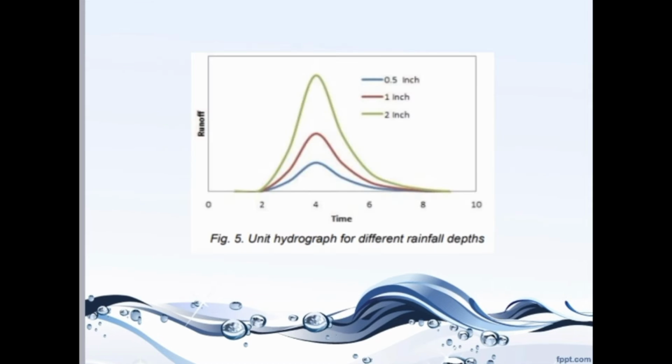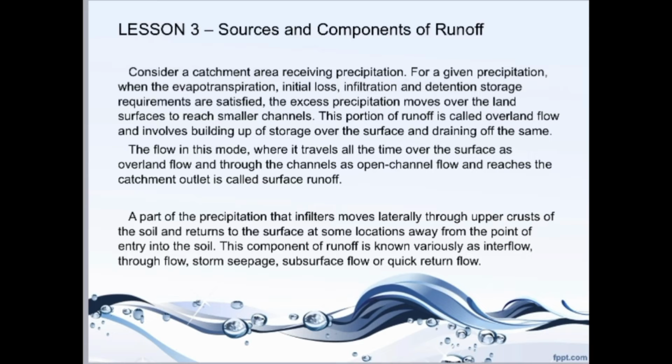So ayun nga, dito po sa figure 5, the unit hydrographs for different rainfall depths. So ayan po nakalagay na the blue is 0.5 inches. The red one is 1 inch and the green one is 2 inches. So ayan po nakalabel na po dyan yung runoff over time. So ayan po yung unit hydrograph. So let's move on to lesson 3, the sources and components of runoff.